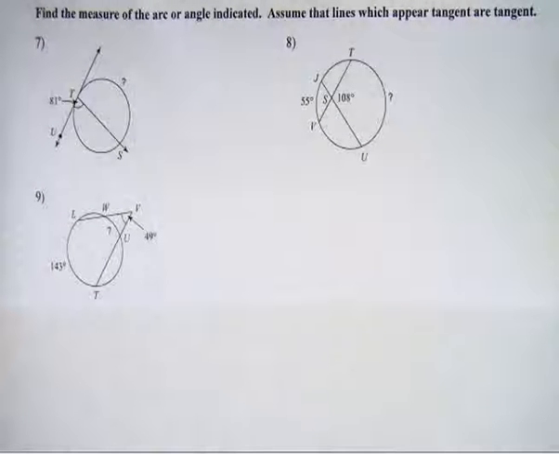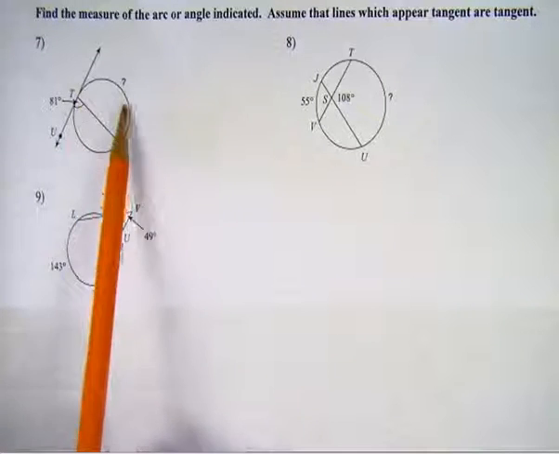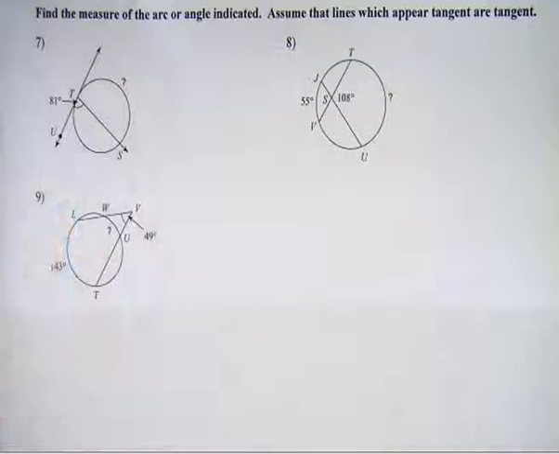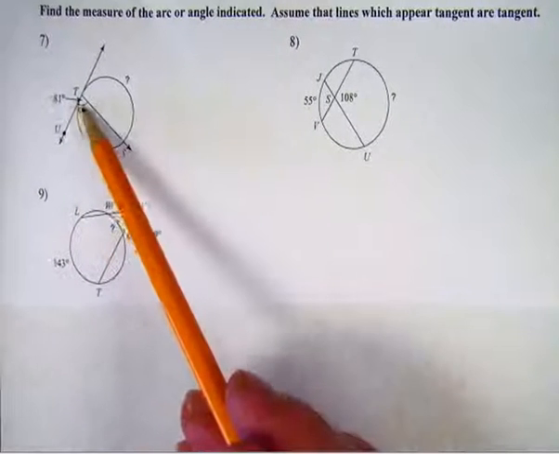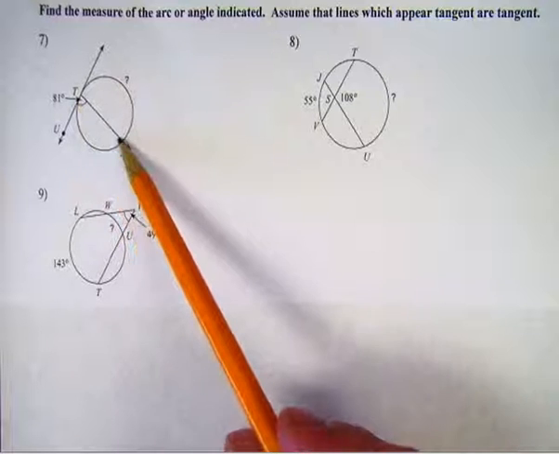All right, these final problems will make use of some of the theorems that we learned towards the end of things here. Let's look at number 7. We're asked to find the unknown arc, which is arc TS going this direction. And we don't know anything except for this angle UTS.